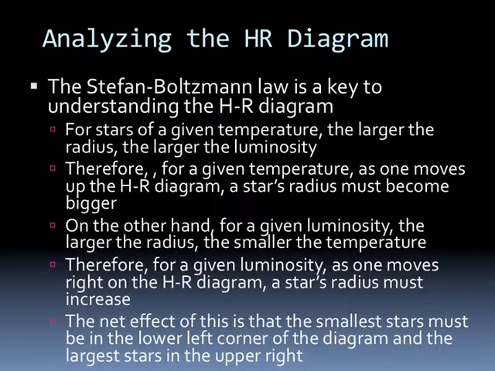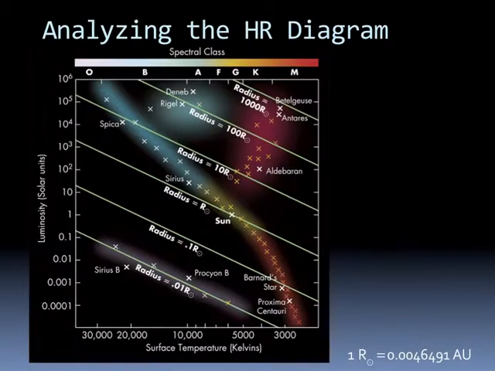The net effect is that the smallest stars are in the lower left corner and the largest stars are in the upper right. We can actually then plot the radius of stars on our HR diagram. The ones down here are about 1/100th of the size of our Sun. And as we get further and further here, we get ones that are 1,000 or more times the radius of our Sun.